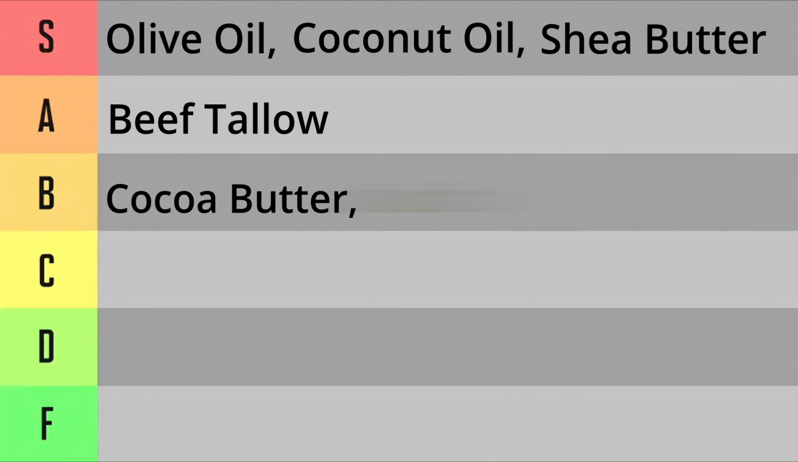It's very cheap, it's quite sustainable also in the sense that nothing is wasted, and of course, just like before, it's an animal product, so I understand if some people do not want to use it. Because it does not lead to as hard and as long-lasting a bar as beef tallow, I will set it to B tier. Let's go to the next one.